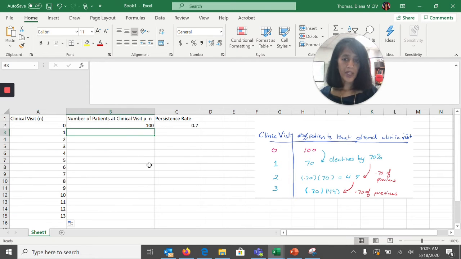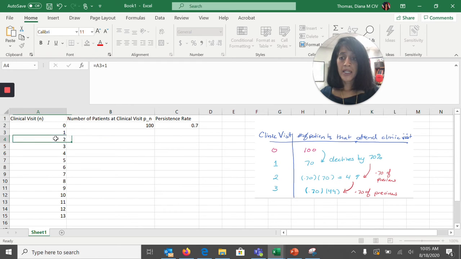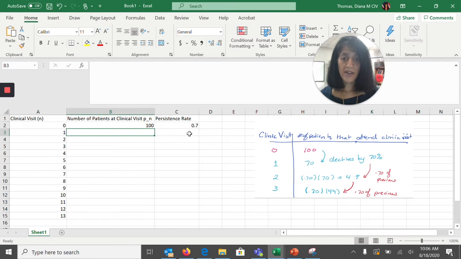Same thing here. What am I doing? I'm taking the 100 from this table and multiplying it by the persistence rate to get 70. So the persistence rate is in cell C2, but I don't want that to scroll down, because if I scroll it down, for example, here it says A3 plus 1. So pulling this down in that way led to this number being moved down by 1. I don't want to go to cell C3.